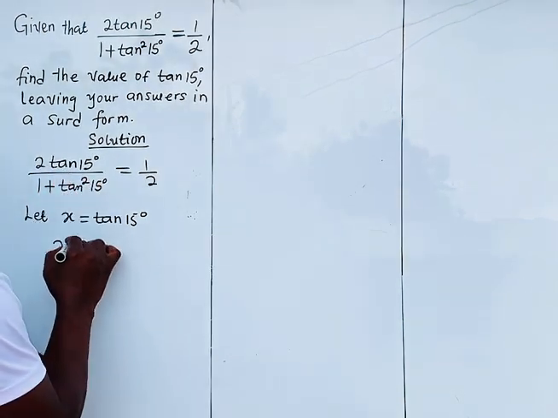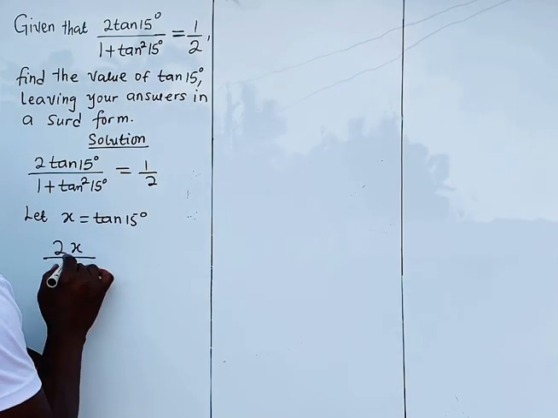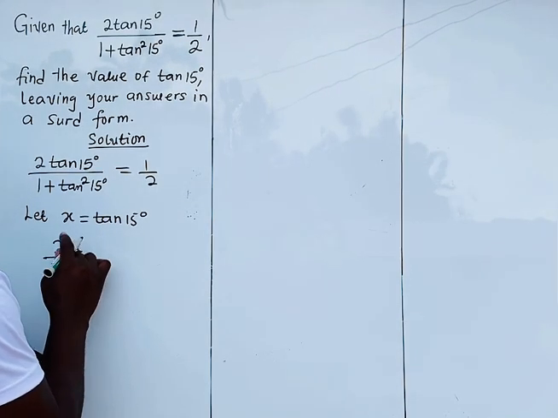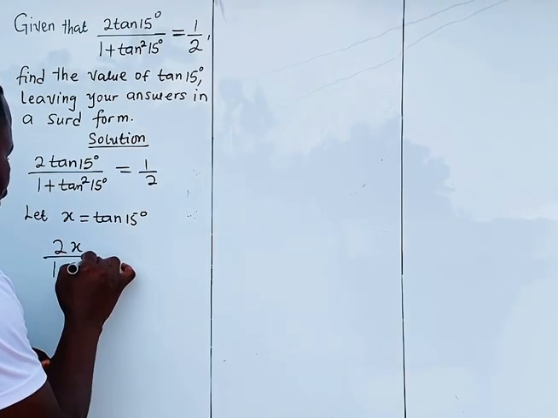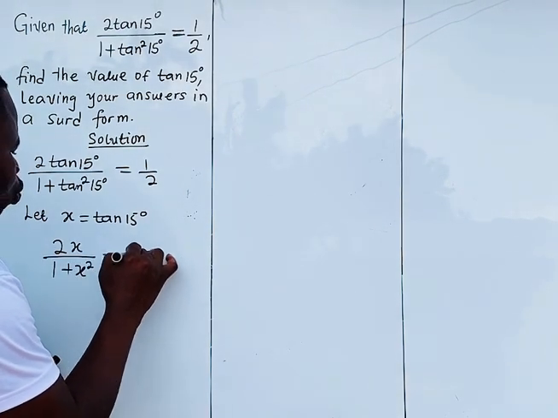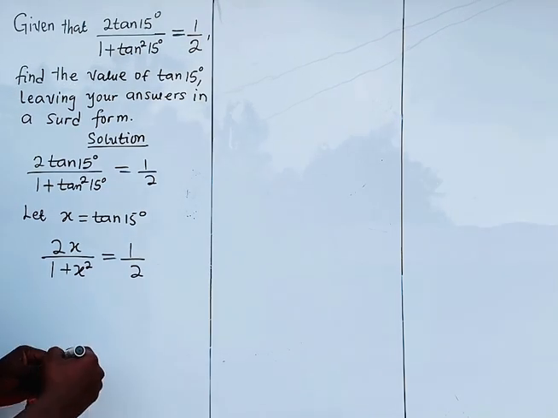So I will now have 2, this is tan 15 degrees, so I will now have 2x over 1 plus, here the tan is squared, so that means x is supposed to be x squared, everything is equal to 1 over 2.